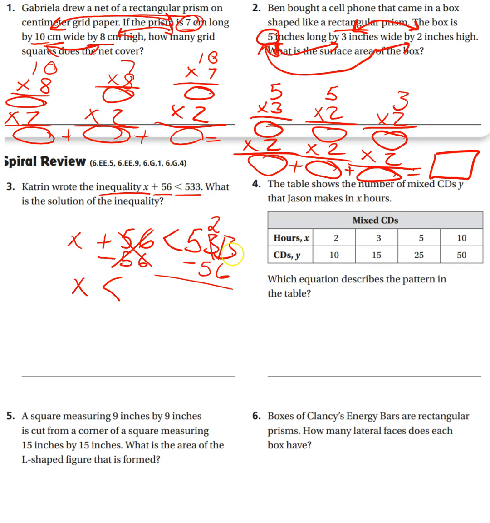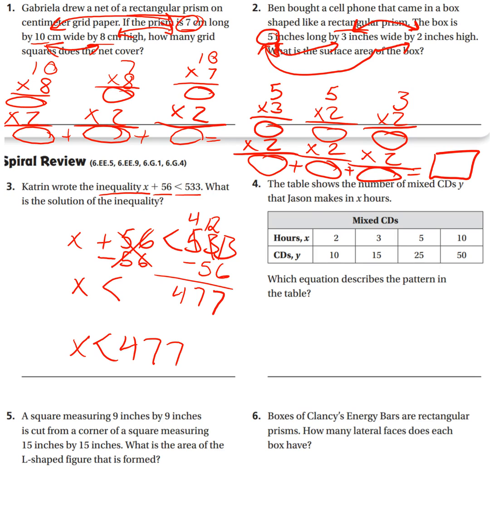6 take away 13, or 13 take away 6, excuse me, is going to be 7. Got to borrow here. 12 take away 5 is 7, and 4 take away nothing is 4. So x is less than 477 is the solution for this inequality. And remember, x can be any number less than 477, even into the negatives. So really there is an infinite number of answers for x, as long as x is smaller than 477.